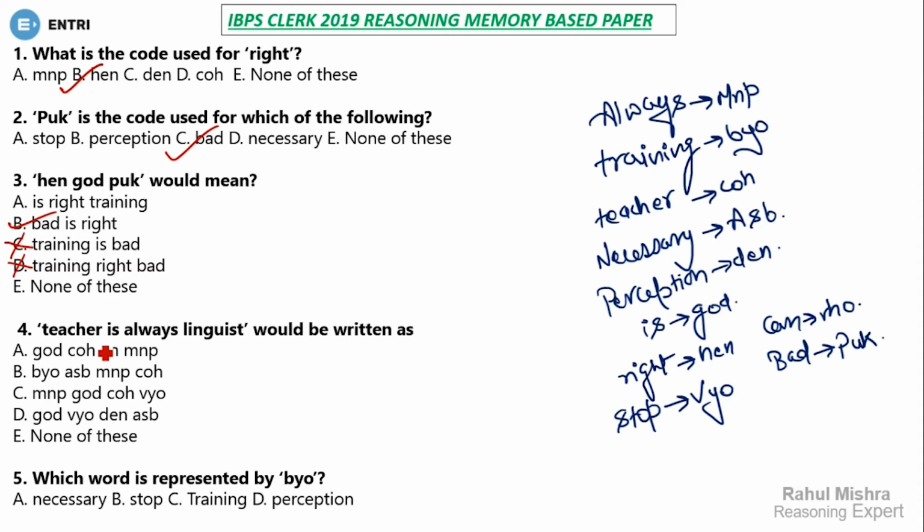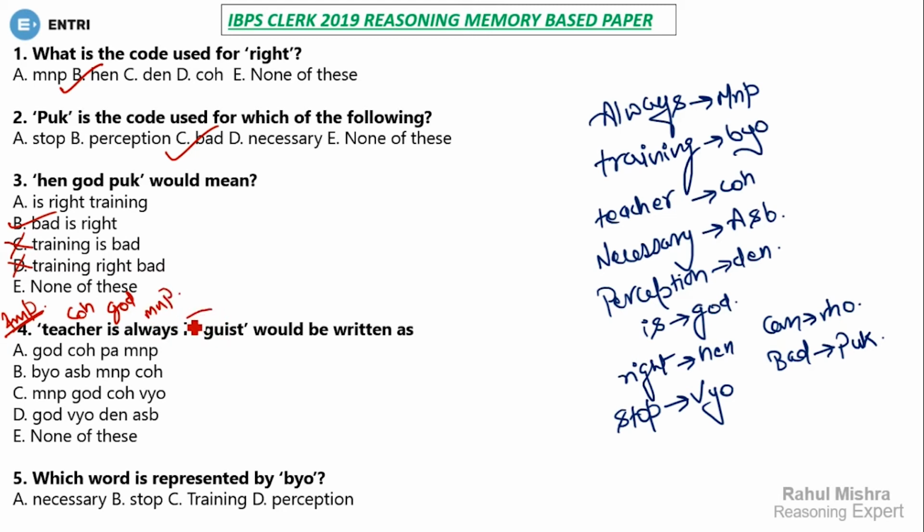Now question number 4: teacher is always linguistic would be written as. See students, this question is very important because it has a concept. In our given question we have the word teacher, and we know the code of teacher, that is COH. We know the code of is, that is GOD. And we know the code of always also, that is MNP.